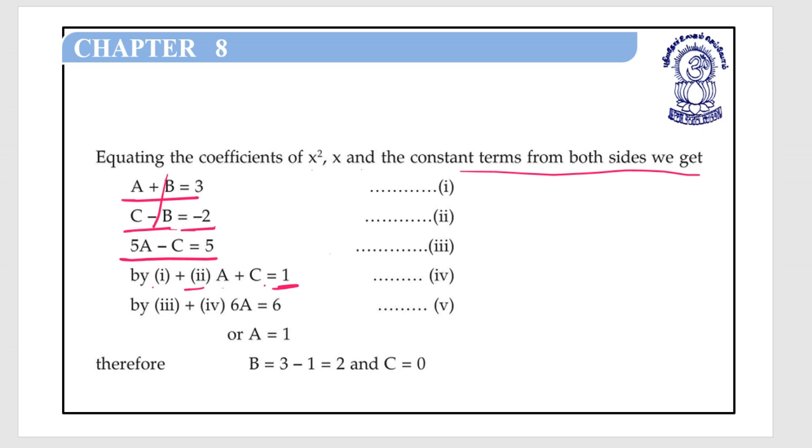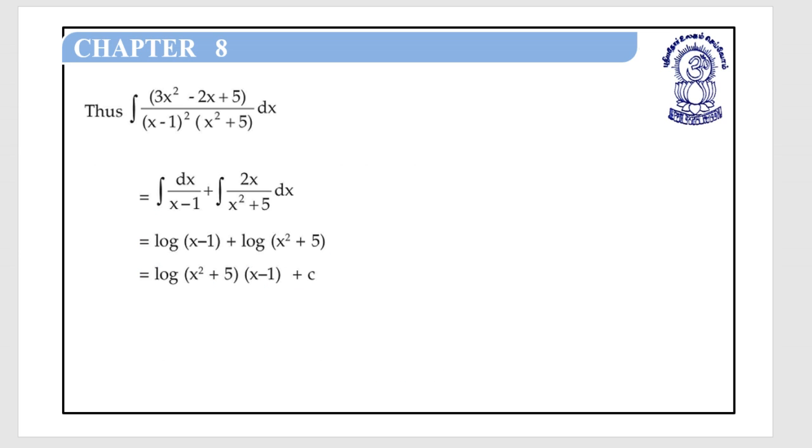By adding equation 3 and 4, we will get 6a. Minus c plus c cancel. So 6a is equal to 6. So a is equal to 6 by 6 is equal to 1. b is equal to 3 minus 1 is equal to 2 and c is equal to 0.